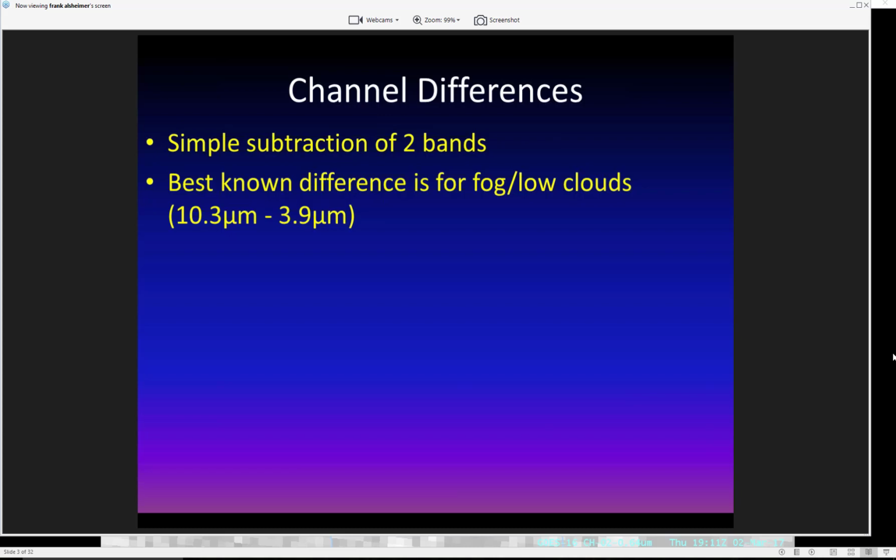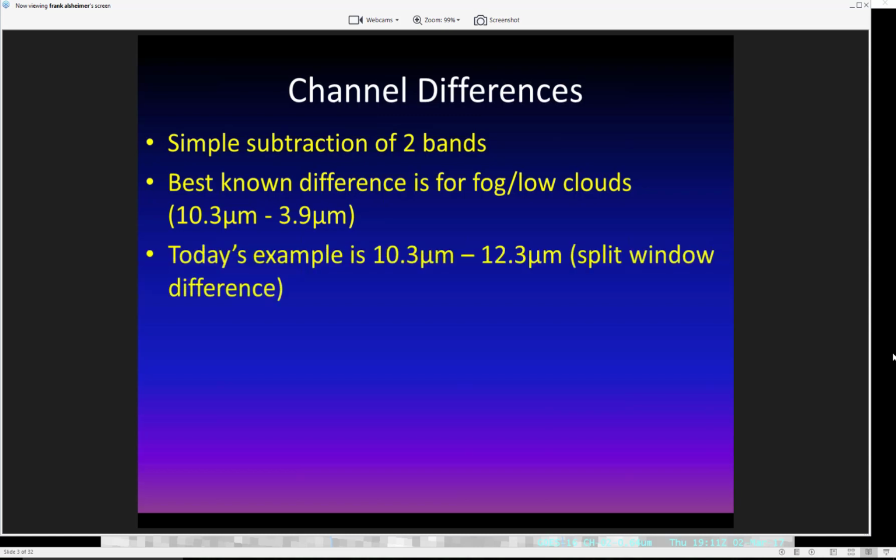It can be in either direction. And this really helps at night figuring out areas where you're getting fog and low clouds. You lose it during the day because of the reflectivity in the 3.9, but at night it helps for locating that fog and low clouds.